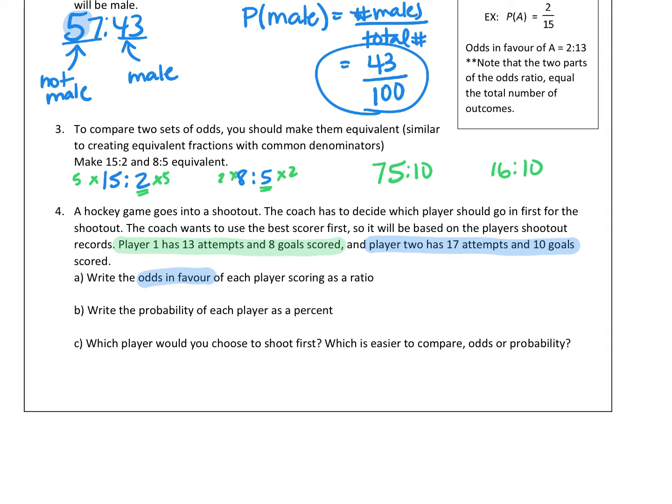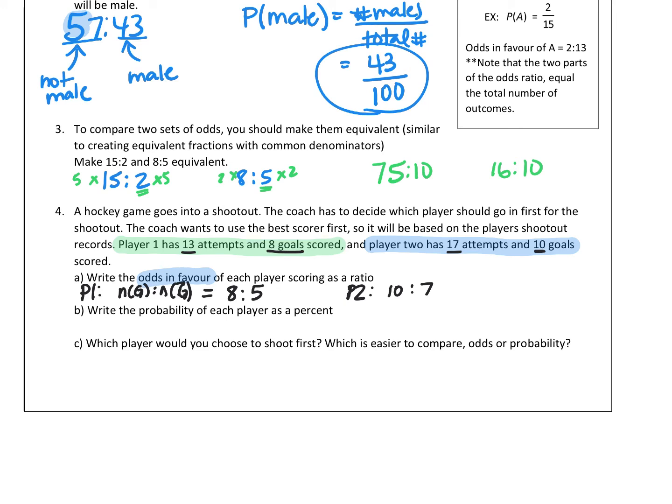For player 1, the odds in favor of him scoring would be the number of goals to the number of not goals, right? Player 1 has scored 8 times out of 13, so that means 5 times he did not score. Player 2, same thing, number of goals to number of not goals. He scored 10 times out of a total of 17, which means he didn't score 7 times.